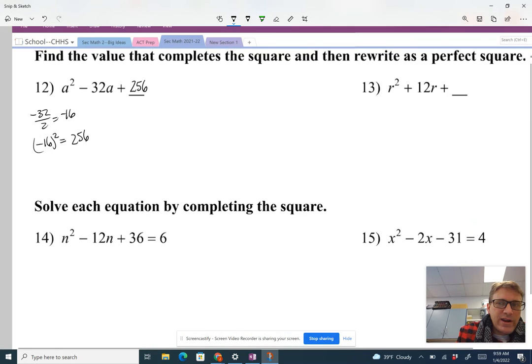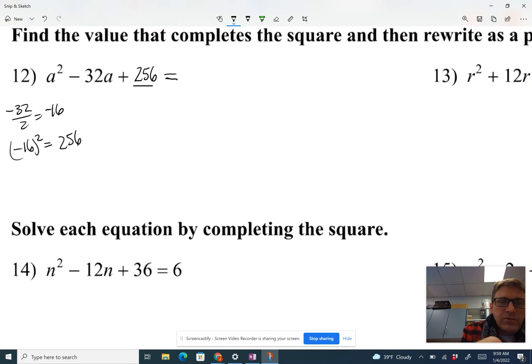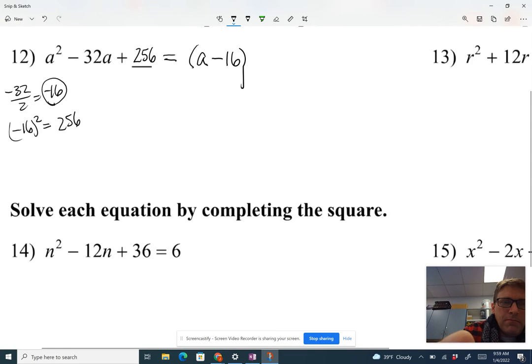And then it says to rewrite as a perfect square. It is a perfect square. It's just in trinomial form. We want to write it in factored form, and so we would write that back as a, and there's where we use that minus 16, a minus 16 squared.